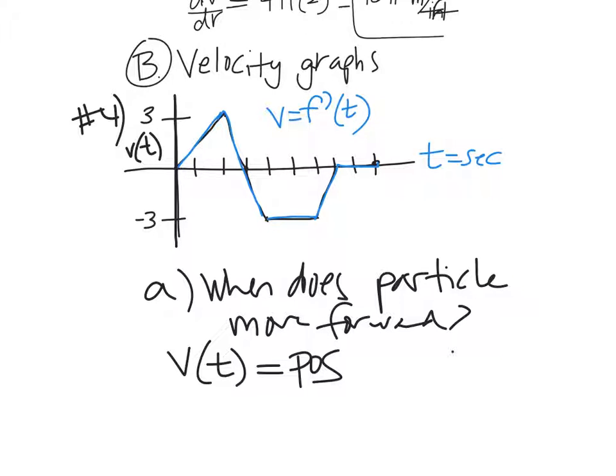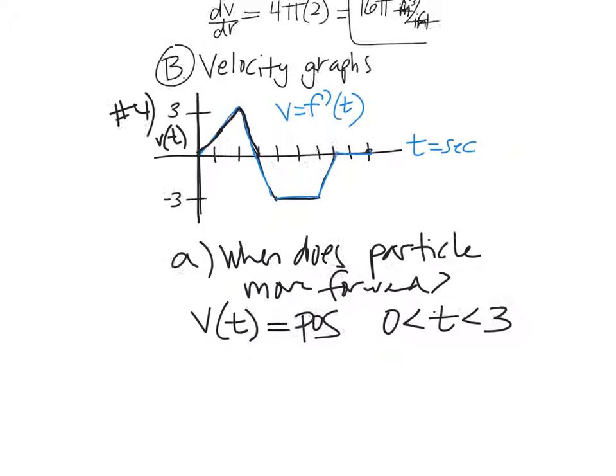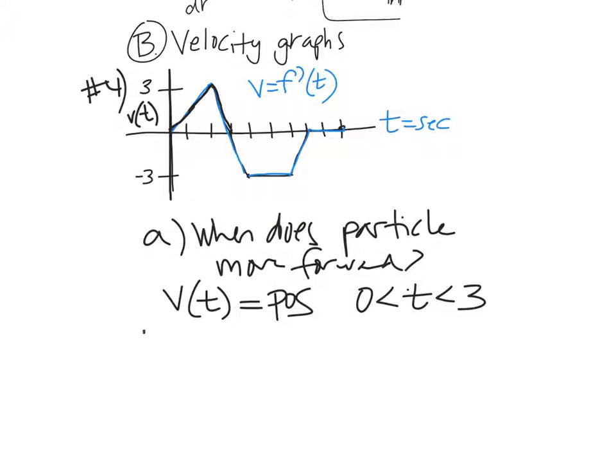Kevin said it. First 3 seconds. From 0 to 3. That's when it moves forward. It's weird because you're not looking at this as, oh, I'm going up and I'm going down. This is a velocity graph. The velocity here is at 1, and then it's 2, and then it's 3, and then it's all the way to here. And then the velocity is negative. So when velocity is positive, that's when the particle is moving forward. Question B.